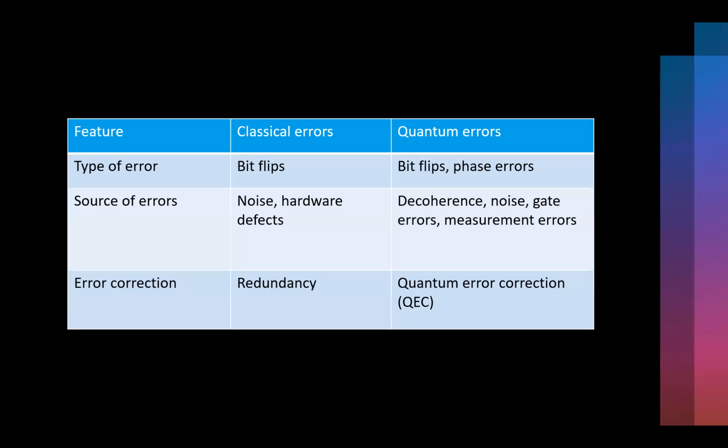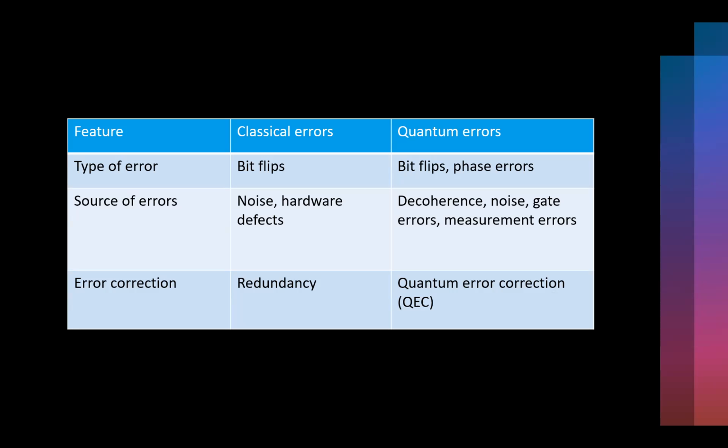So here is the comparison between classical errors and quantum errors. The type of errors we face in classical are bit flip errors, but in quantum we face bit flip as well as phase errors. The source of these errors in classical is noise and hardware effects, but in quantum, decoherence, noise, gate error, and measurement error are the main sources of error.